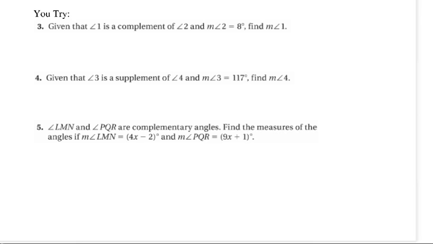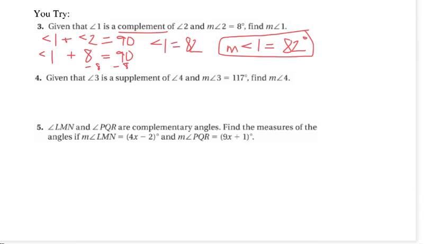All right, so for number 3, you should end up with angle 1 is 82 degrees, and this is the work that you should be showing on your paper. For number 4, with the supplement or supplementary question, the measure of angle 4 should end up being 63 degrees, and here's the work that you should be showing on your paper.